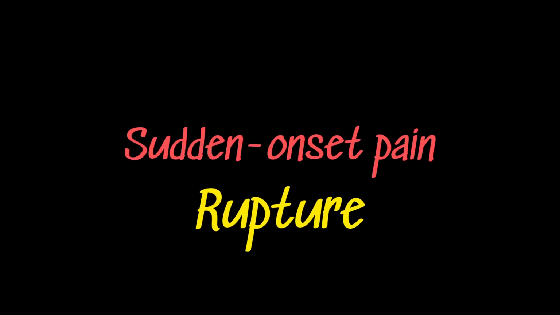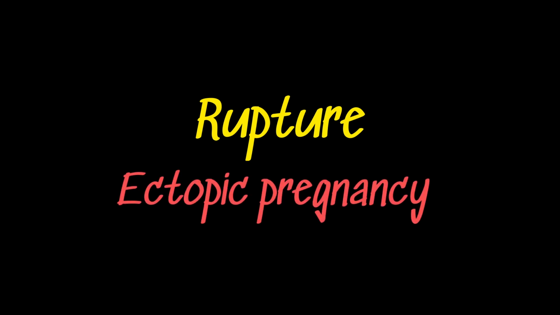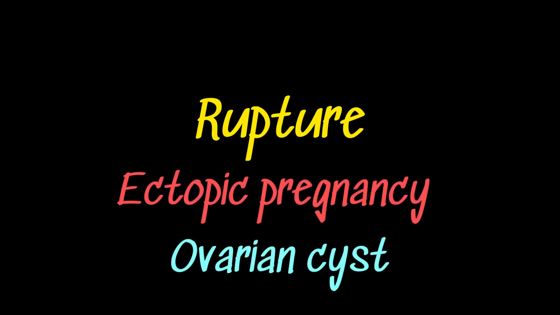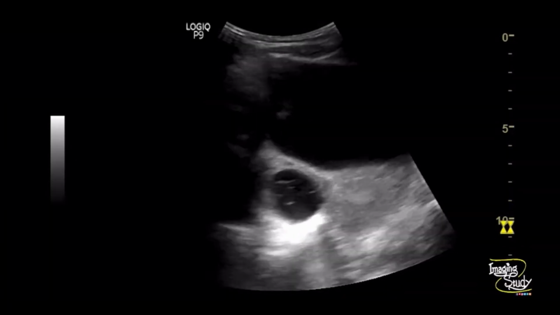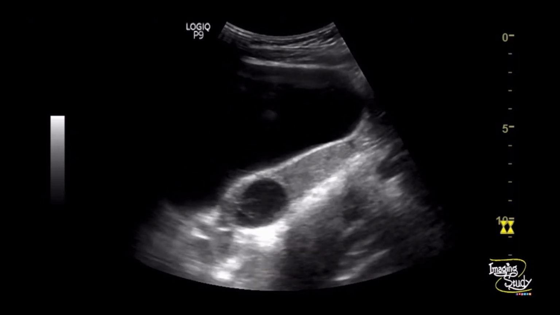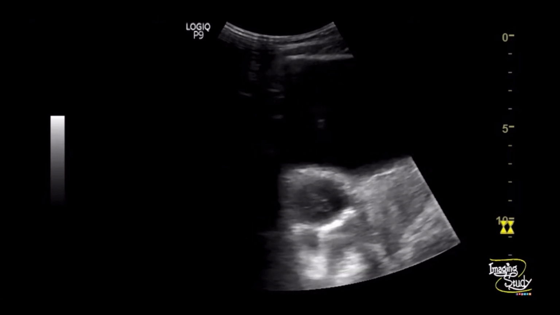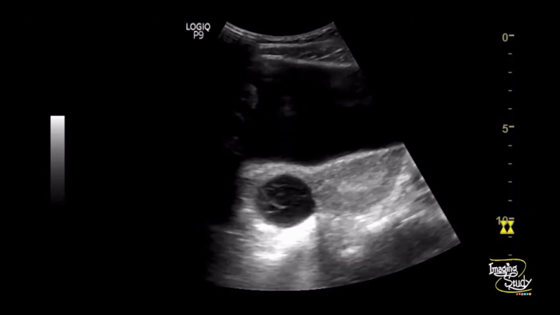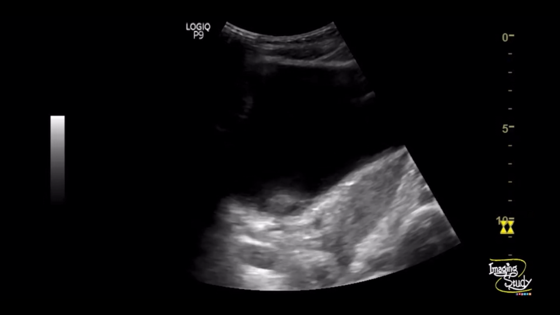Suspect rupture in female patients with sudden onset abdominal pain, rupture of an ectopic pregnancy, or an ovarian cyst. While transabdominal ultrasound may not be of much value to the untrained operator, visualization of free pelvic fluid or very large cysts can help narrow down the cause of the patient's complaint.